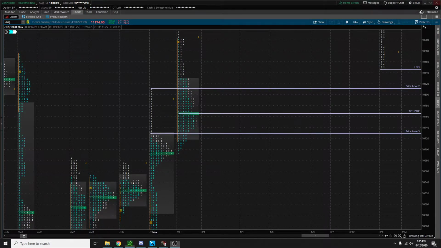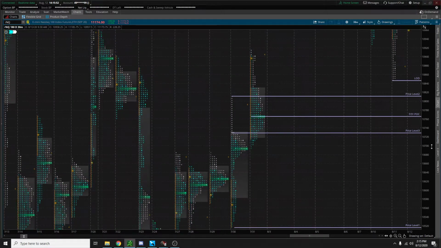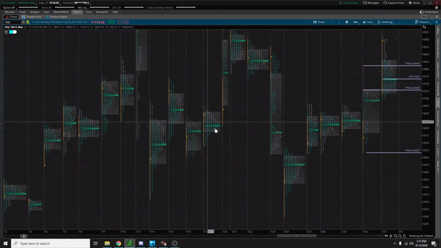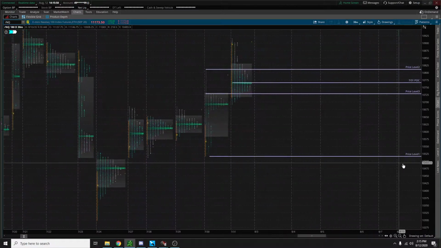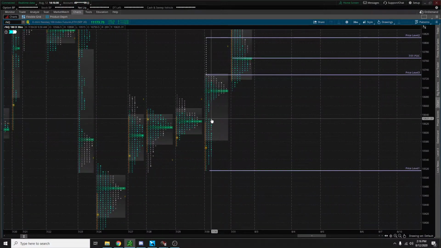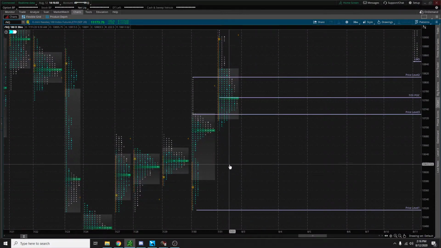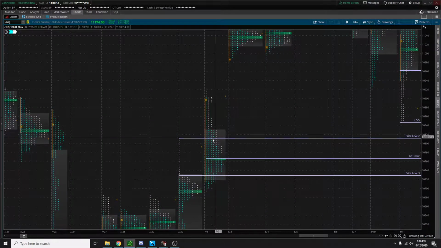Okay, now as we can see here, this is a market profile chart. I've gone over it in previous videos, so you might be familiar with it. If you are not, it's just a different type of chart that shows price at different time periods. I know that sounds a little vague, but that's essentially what it is.